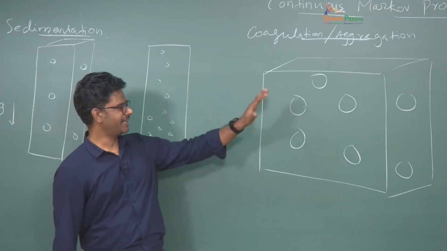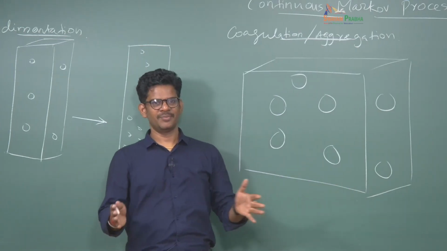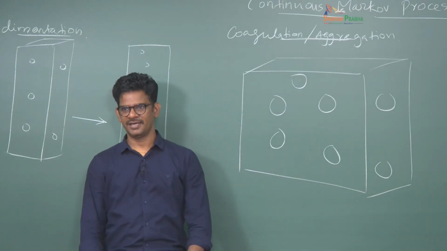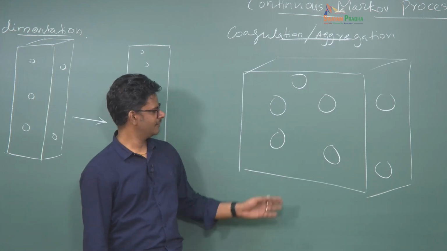So we are talking about at time t equal to 0, something is added to this stable dispersion, otherwise the particles do not start aggregating. Until then they are stable. Okay, so at time t equal to 0 we are adding an electrolyte.